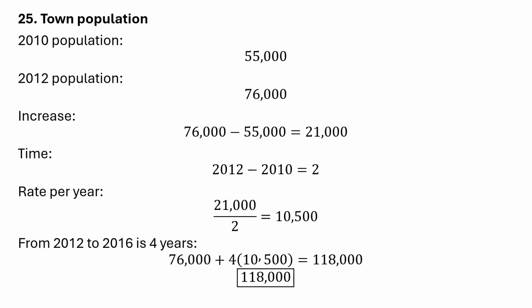The population increased by 21,000 people in 2 years. That means the yearly increase is 10,500 people. From 2012 to 2016 is 4 years. So we add 4 times 10,500 to 76,000. The predicted population is 118,000.